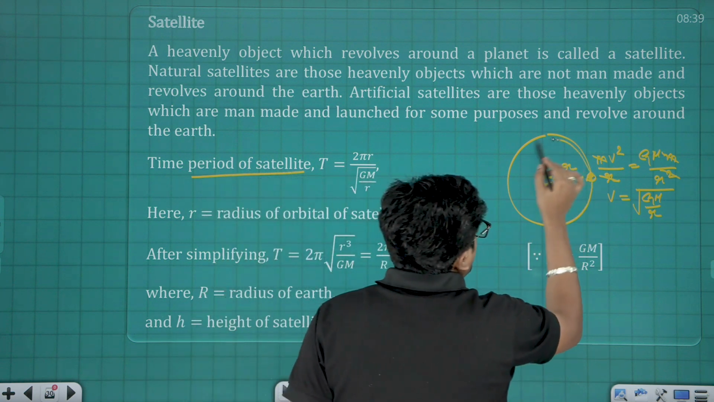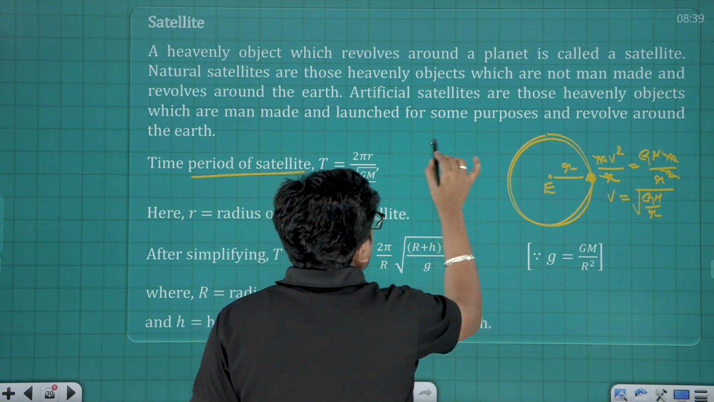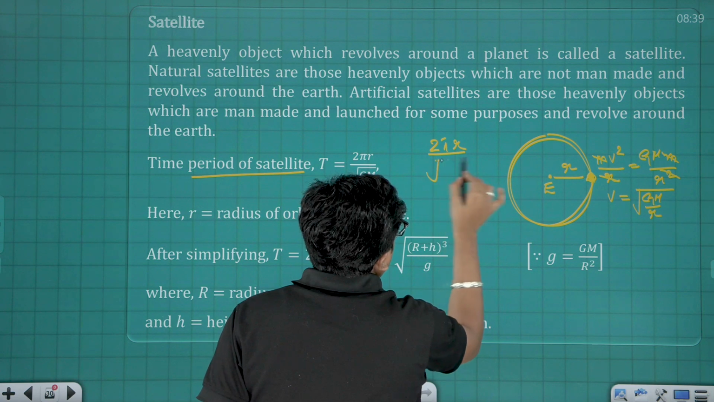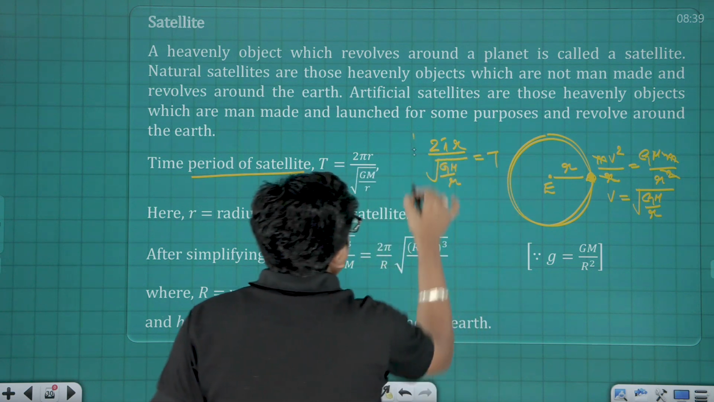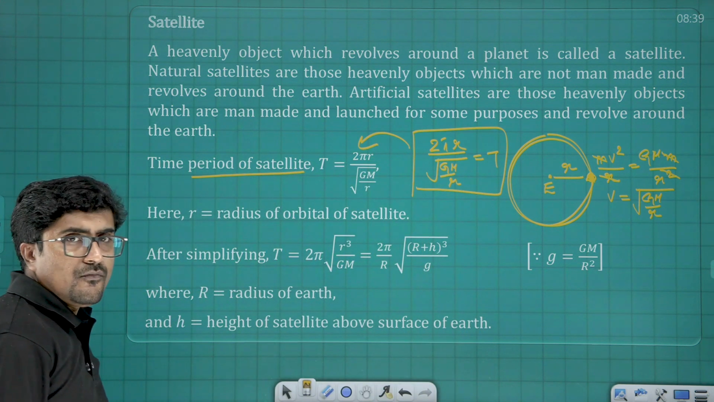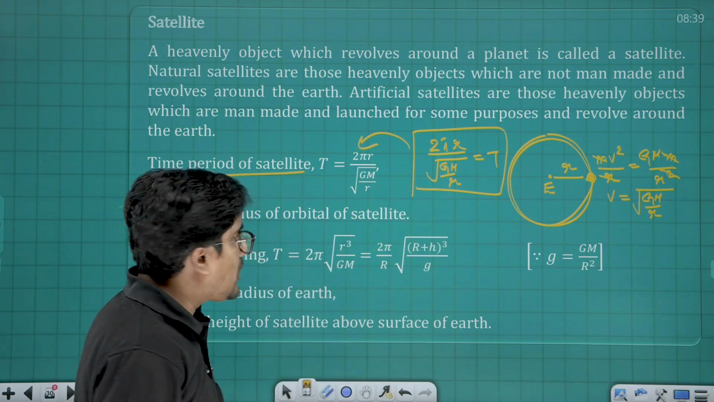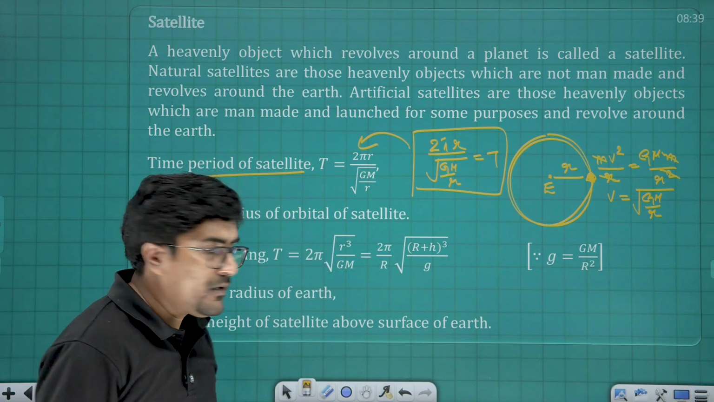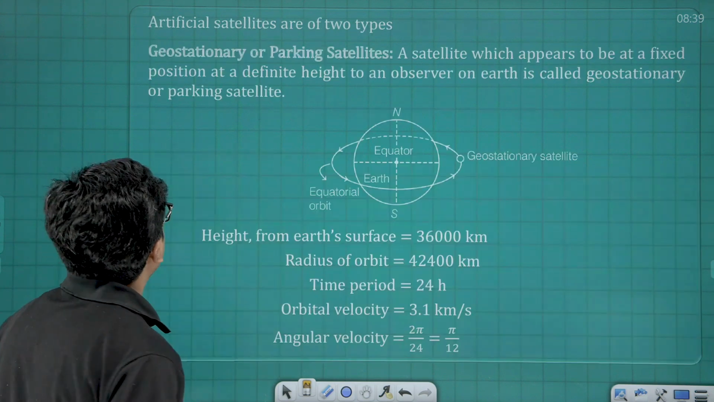Once it completes a full circle, the distance traveled is what? 2 pi r. And what is the speed? The speed we got is under root of GM divided by small letter r. So definitely that gives the time period, isn't it? It is as simple as that. Fine. Now if you want to replace these terms in terms of height h or small letter g, you can have further options like this. Next is the same thing only.